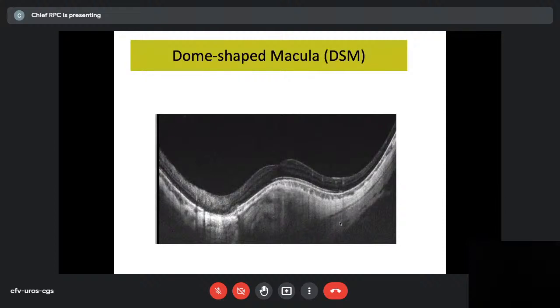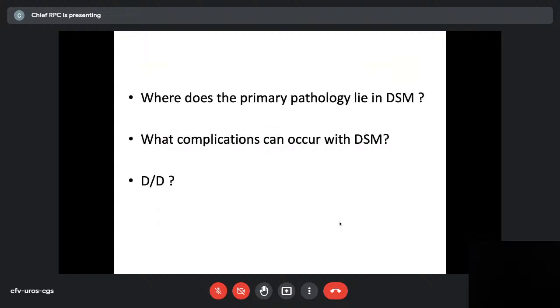So DSM is another condition where the OCT helps you a lot. And here you can see these myopics. High myopics often have a DSM, a dome-shaped macula. It's usually under the fovea. So where does the primary pathology lie in DSM? What complications occur with DSM?